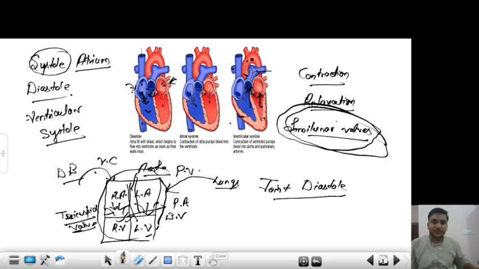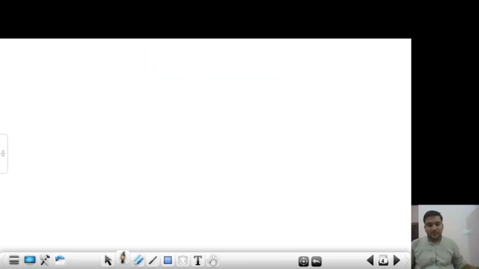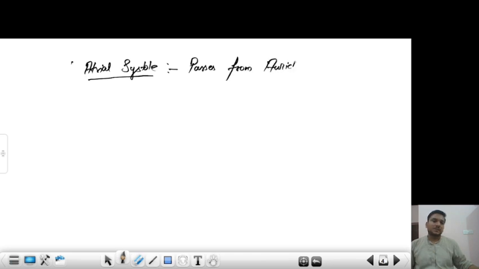So in the last class, we were discussing the systole and diastole of the auricles and ventricles. Basically, these are the events that occur when the blood flows in the heart. First, atrial systole. In the case of atrial systole, all the blood passes from the auricles to the ventricles.